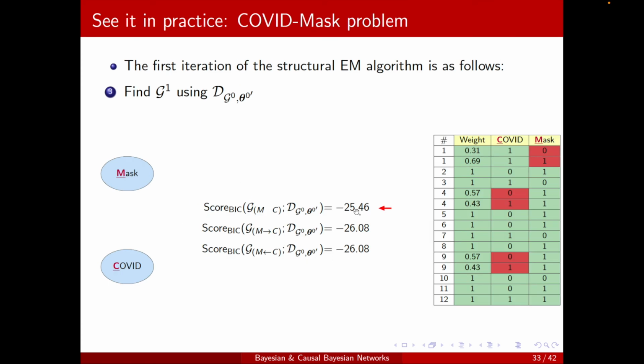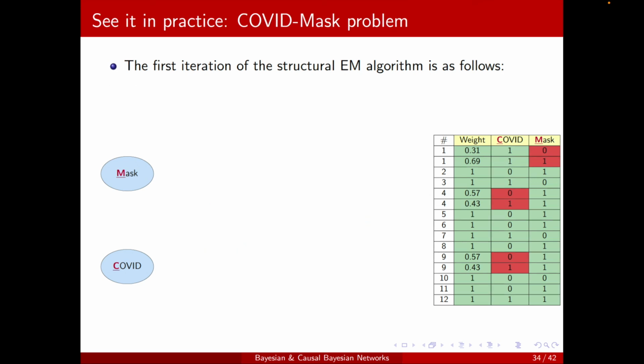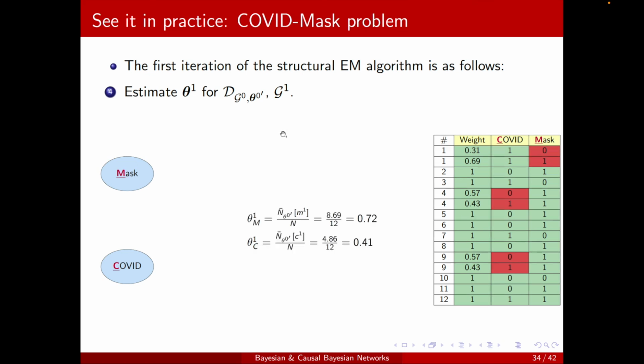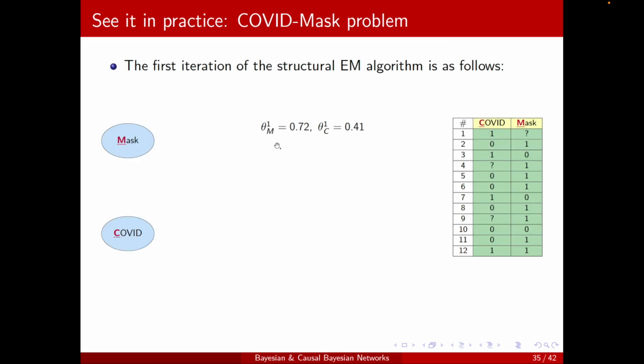Anyways, I have the scores for the 3 structures, and we see that the one where there's no link had the highest score. So I will go with that. That will be the end of my first step. No, I still have to calculate the parameters for that structure. And if I do that based on these instances and the augmented data, I can just calculate them this easily. Okay, so this will be the end of my first iteration.